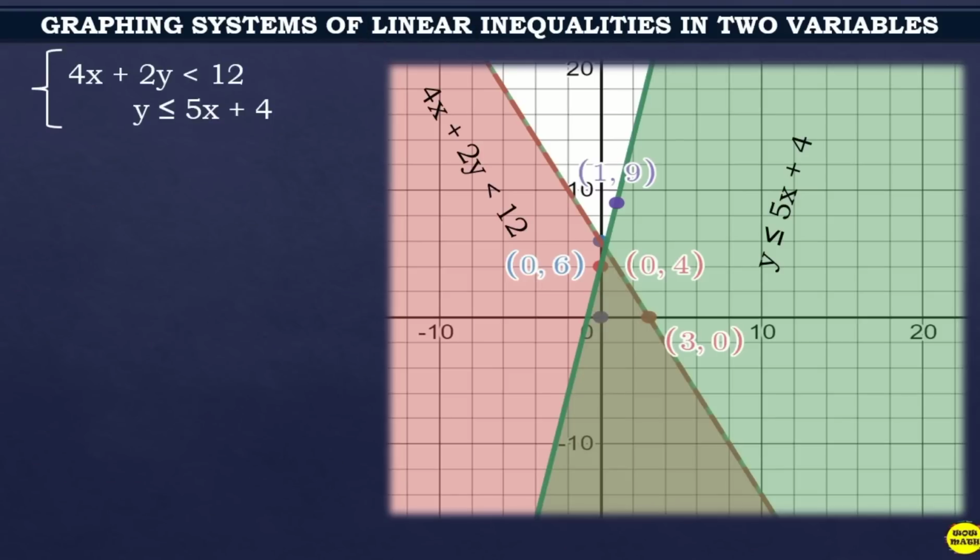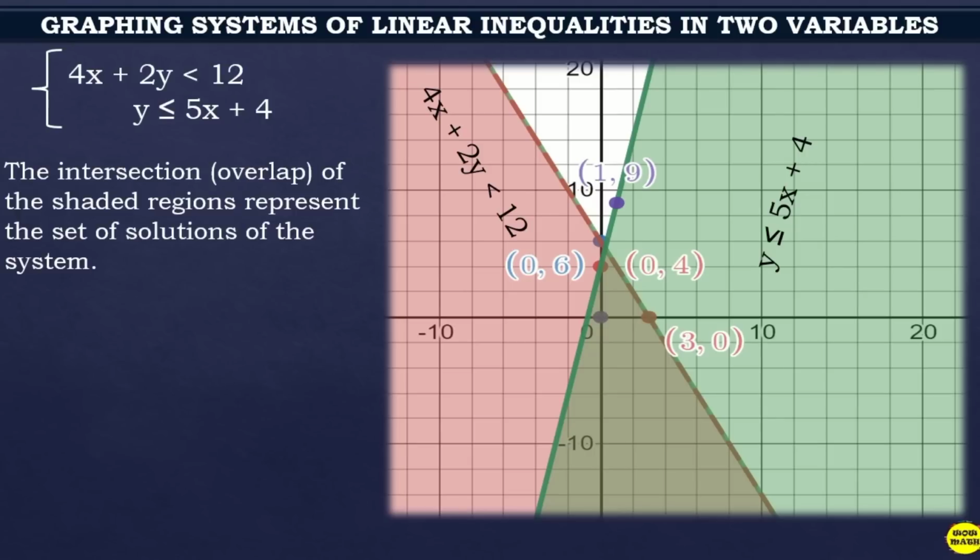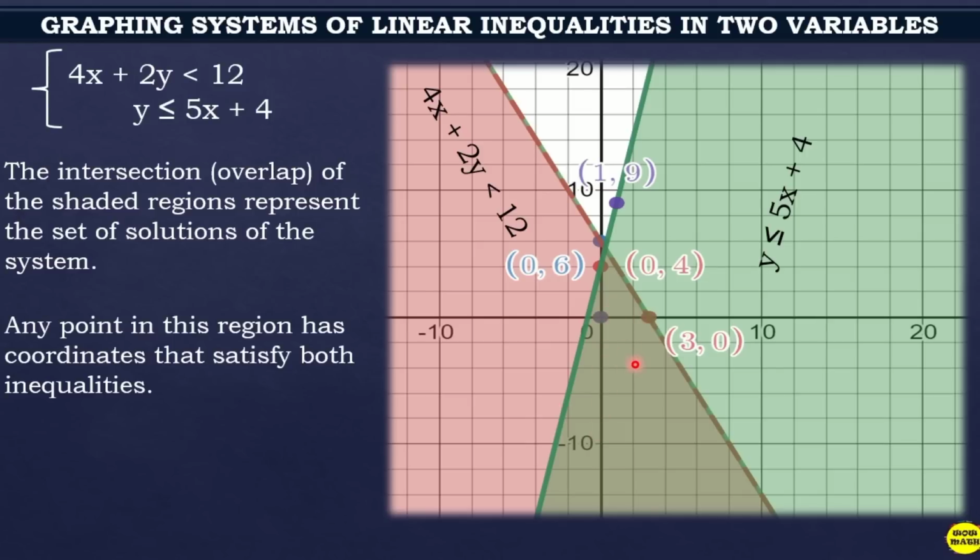Okay. So, given this graph of the systems of linear inequalities, tatandaan that the intersection, o kung saan nag-overlap, okay? Ito po yung intersection, kung saan siya nag-overlap, yung shaded region na to represents the solution of the system. And remember that any point in this region has coordinates that satisfy both inequalities. So, etong part na to, ito po yung ginraph natin kanina, ito po ang solutions niya ng ating systems.